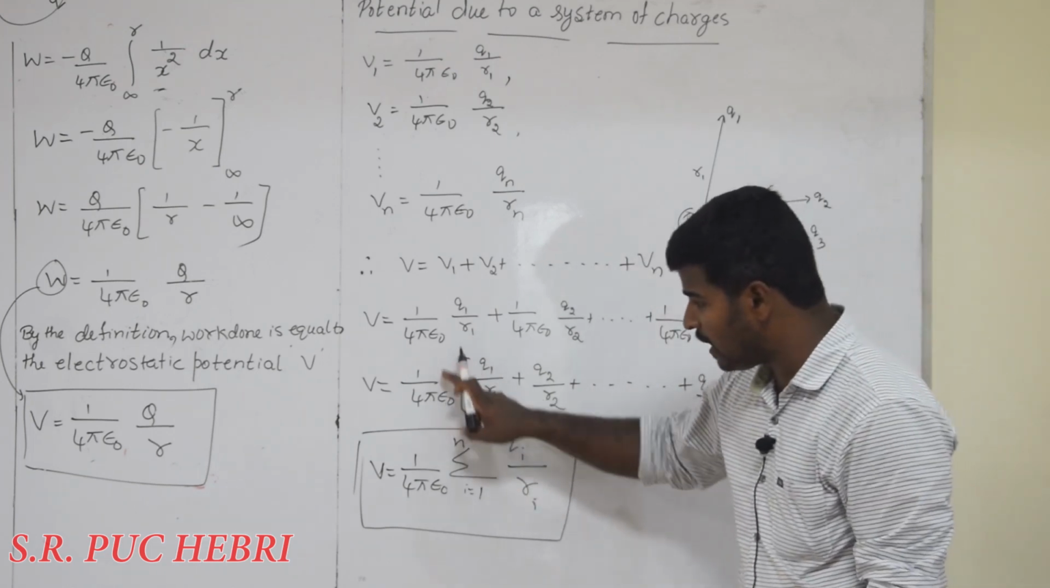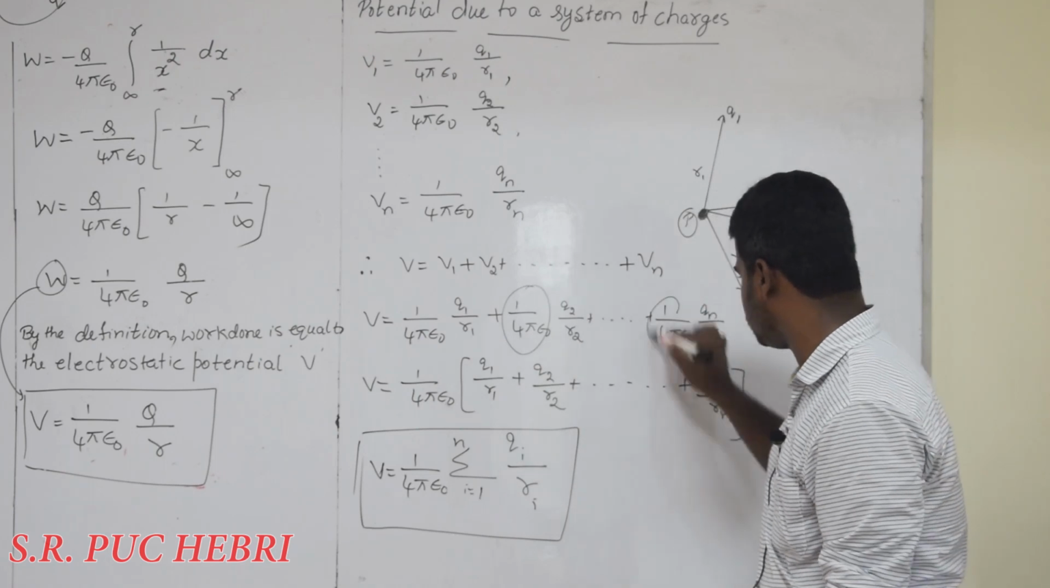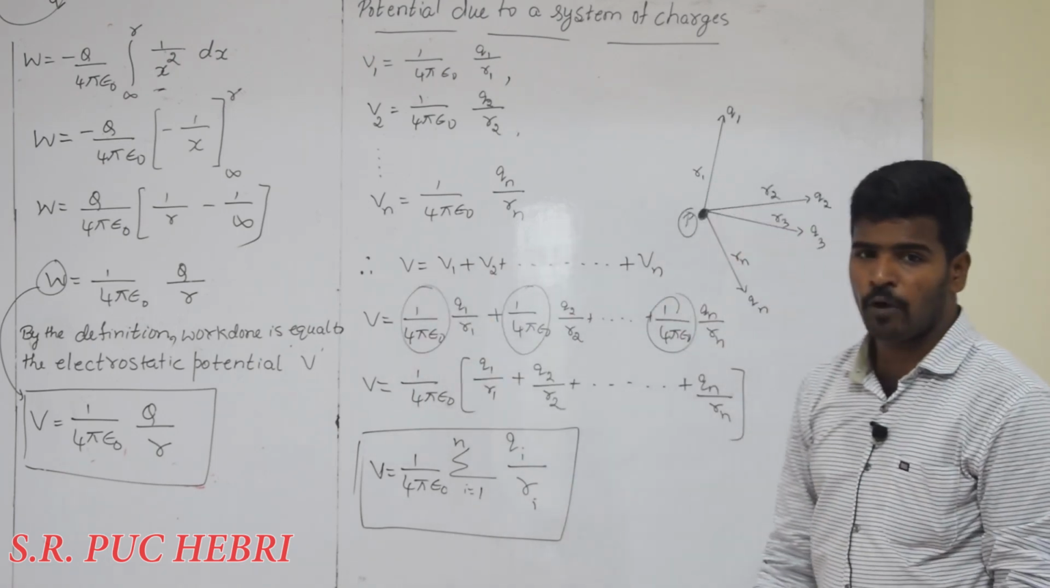In that, 1 by 4 pi epsilon naught is common in all the equations. See, 1 by 4 pi epsilon naught is common.